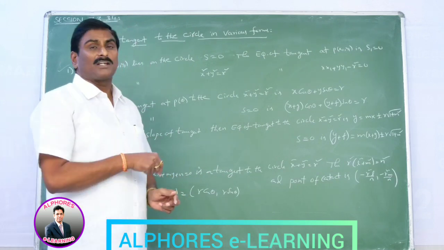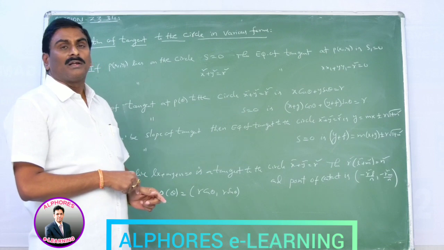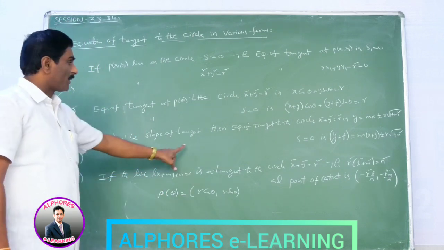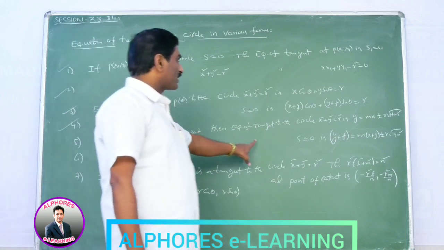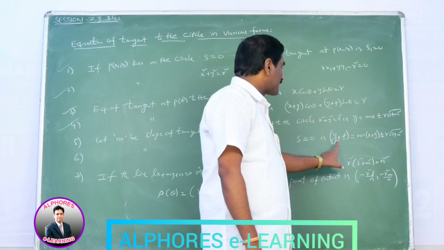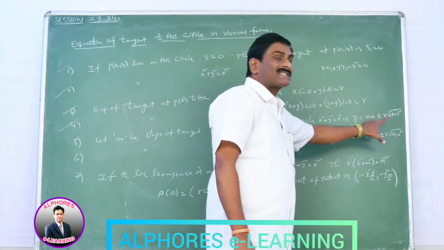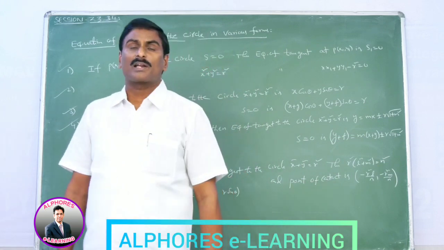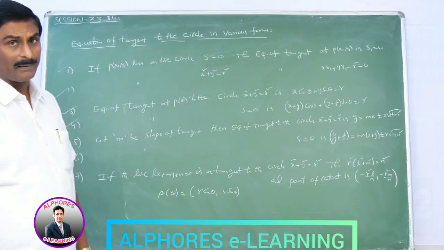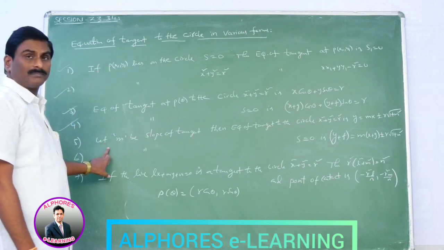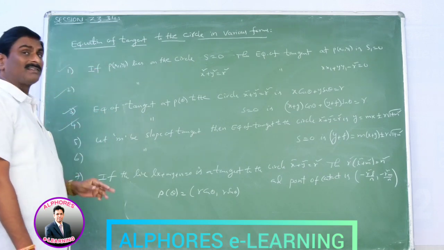If the circle is S = 0, that means center is not (0, 0), then the equation of the tangent, sixth point. Let m be the slope of the tangent, then the equation of the tangent to the circle S = 0 is the same formula, but y can be replaced by y + f, x can be replaced by x + g. y + f = m(x + g) ± r√(1 + m²). Point form, next parametric form, slope form. The equations of the tangents are discussed in three ways.